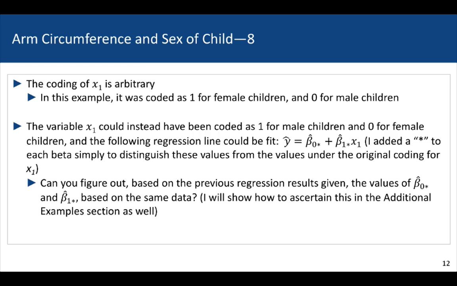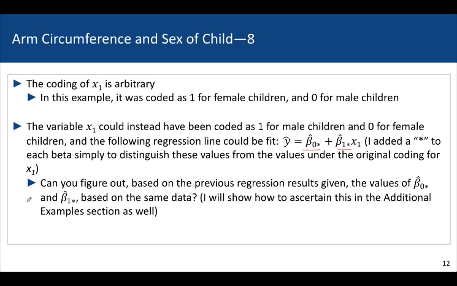The variable x1 could have instead been easily coded as a 1 for male children and a 0 for female children, and we could have fit a very similar regression line. In fact, generally it would look the same, but I'm going to put a little star next to my intercept and slope estimates here to indicate that they may be different values than what we saw when x1 was coded 1 for females and 0 for males.